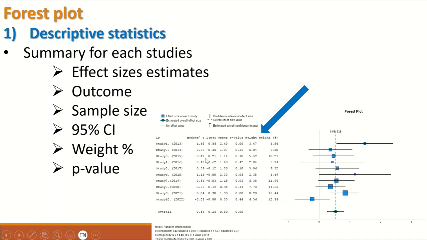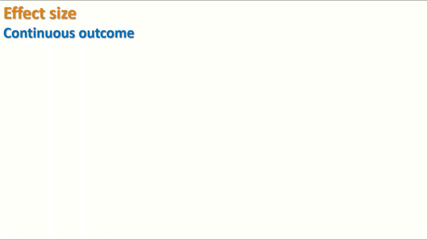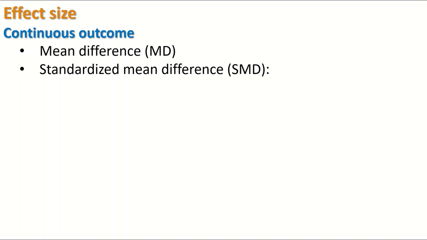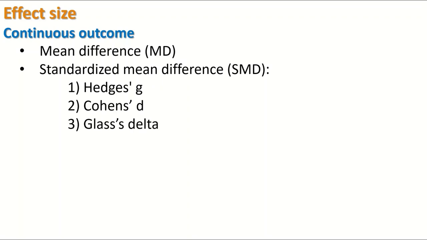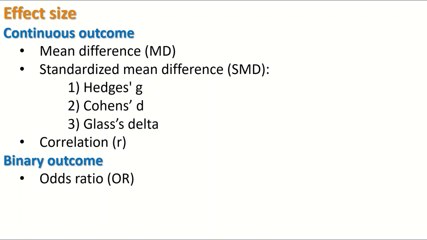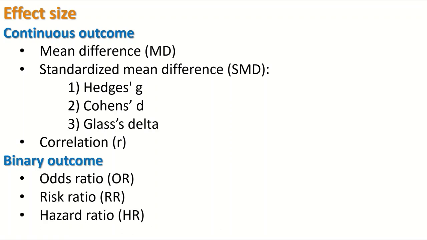There are different types of effect size depending on the outcome. If the outcome is continuous, the effect size could be the mean difference or the standardized mean difference, and that could be one of these, such as Hedges' g, Cohen's d, or Glass's delta. If the outcome is also continuous, the effect size can be a correlation coefficient r. If the outcome is binary, which has two levels, yes or no, life or dead, then the effect size could be the odds ratio, the risk ratio, the hazard ratio, or proportion.